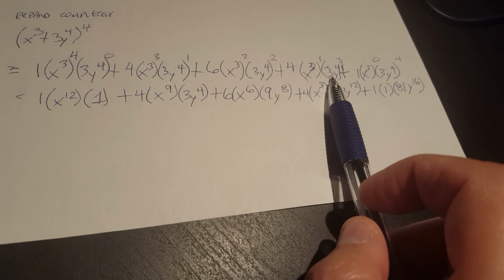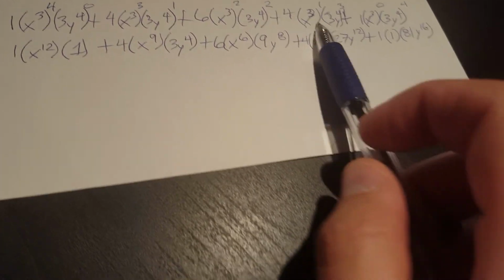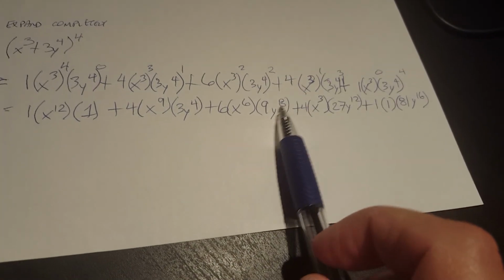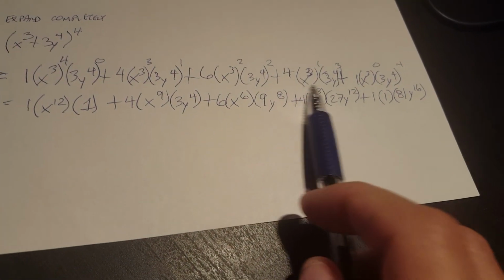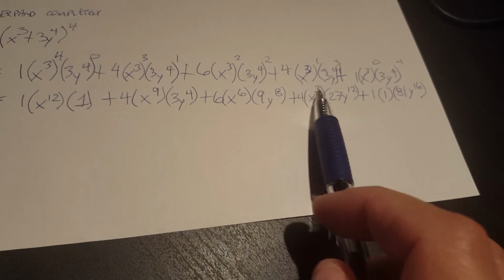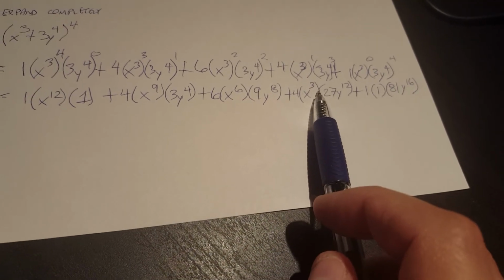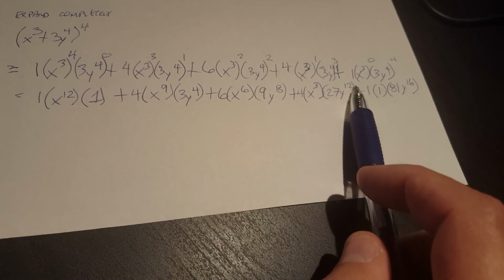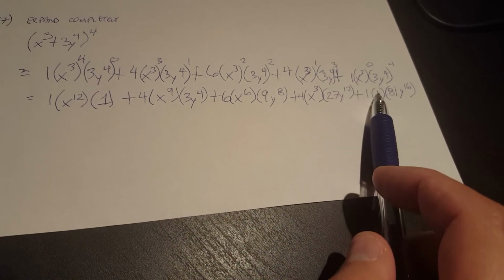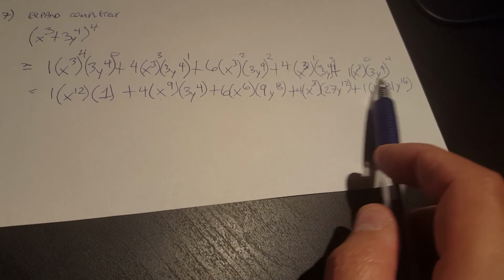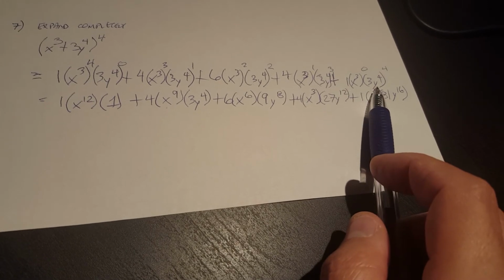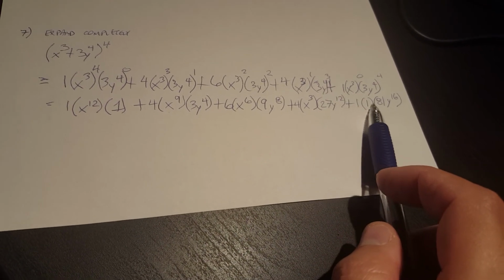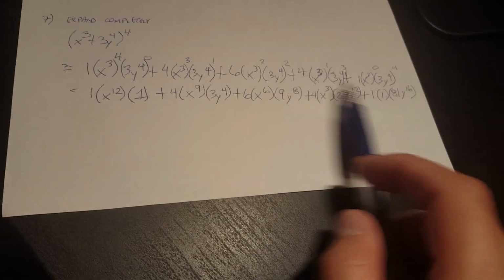Lost my place right there. It's going to be 4, and then x cubed to the third is x to the 9th. 3 cubed is 27, and then y to the 4th cubed is y to the 12th. And then this is 1. x cubed to the 0, that's just the one big 1 there. 3 to the 4th is 81. And then y to the 4th to the 4th is y to the 16th, 81y to the 16th.